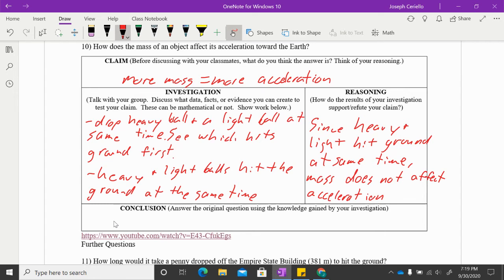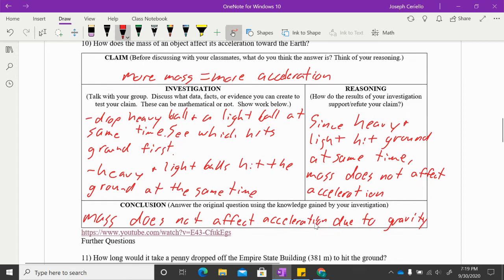So in conclusion, mass does not affect acceleration due to gravity. All right?